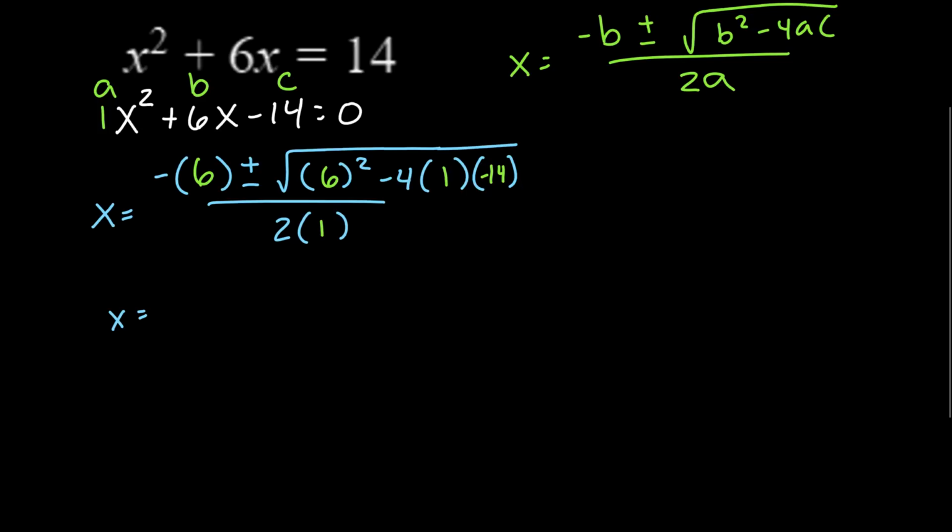Positive. I saw someone put a negative 56 there, and that's where they went wrong. It's a negative 4 times a 1 times a negative 14. That becomes positive 56. So what is 36 plus 56? 92. Good. So that's what I have. What do I do from here?